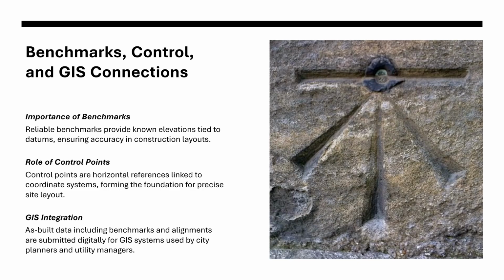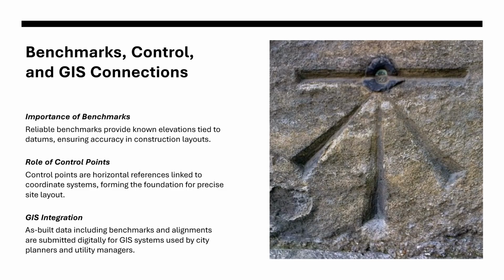No construction layout can succeed without reliable benchmarks and control points. Benchmarks are known elevations tied to a datum, often NAVD 88 in Texas. You'll learn more about datums in your future courses. Don't worry too much about those right now. And then our control points are horizontal references tied to state plane coordinate systems. Together, they form the skeleton of accuracy for every stake set on site.